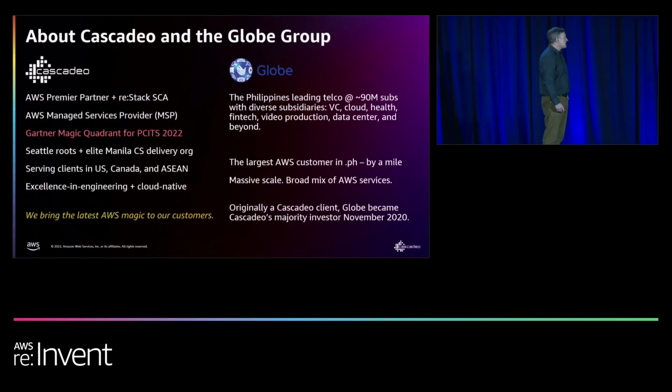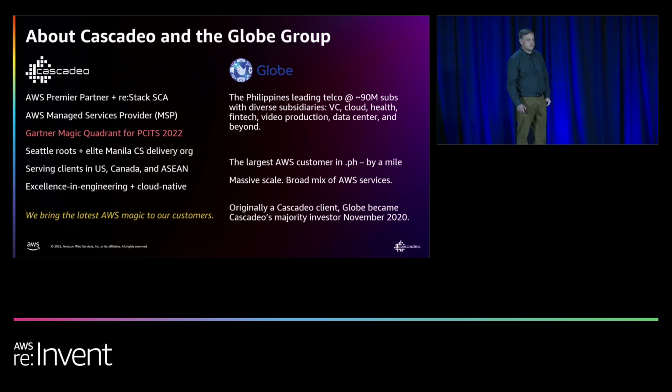So who are we? Cascadeo, as I mentioned, is a premier tier partner to AWS. We have been for a very long time. We also have a strategic collaboration agreement where we're developing our labor force and our customer base together with Amazon. They've been a fantastic partner and instrumental in the growth of the company we started 16 years ago. We're a managed services provider. That's a huge part of our business.